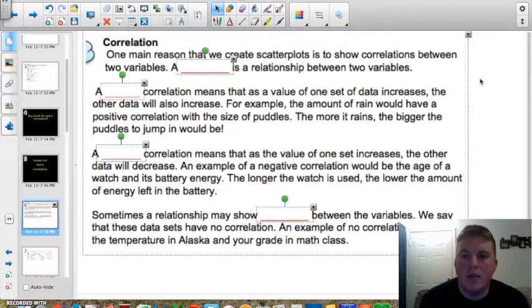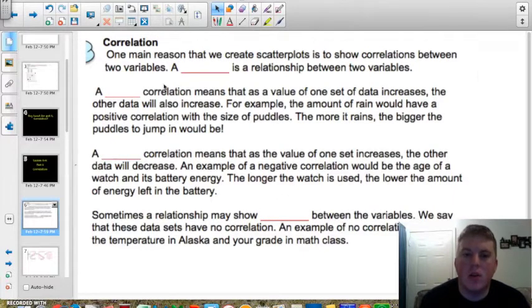One main reason that we can create scatter plots is to show correlation between two variables. A correlation is a relationship between two variables. That's going to be an important vocabulary word when we're discussing lines of best fit and scatter plots. Now, we can classify correlations in a variety of ways. The first way we're going to look at refers to the direction that these correlations are showing.